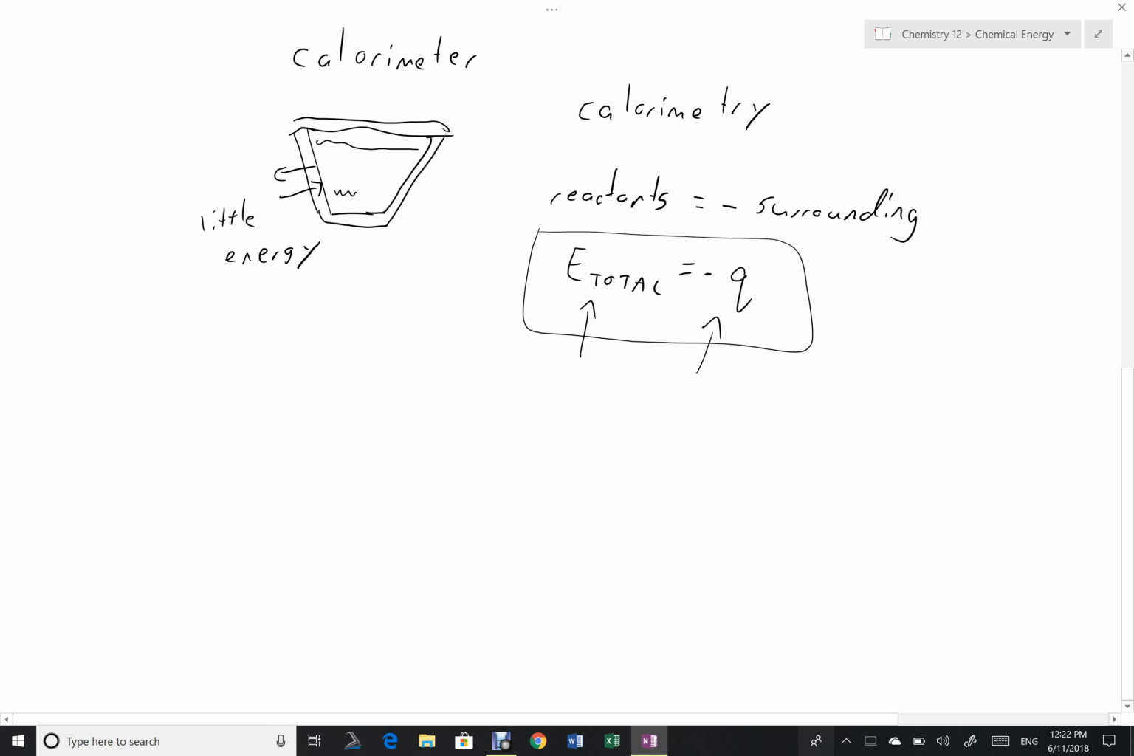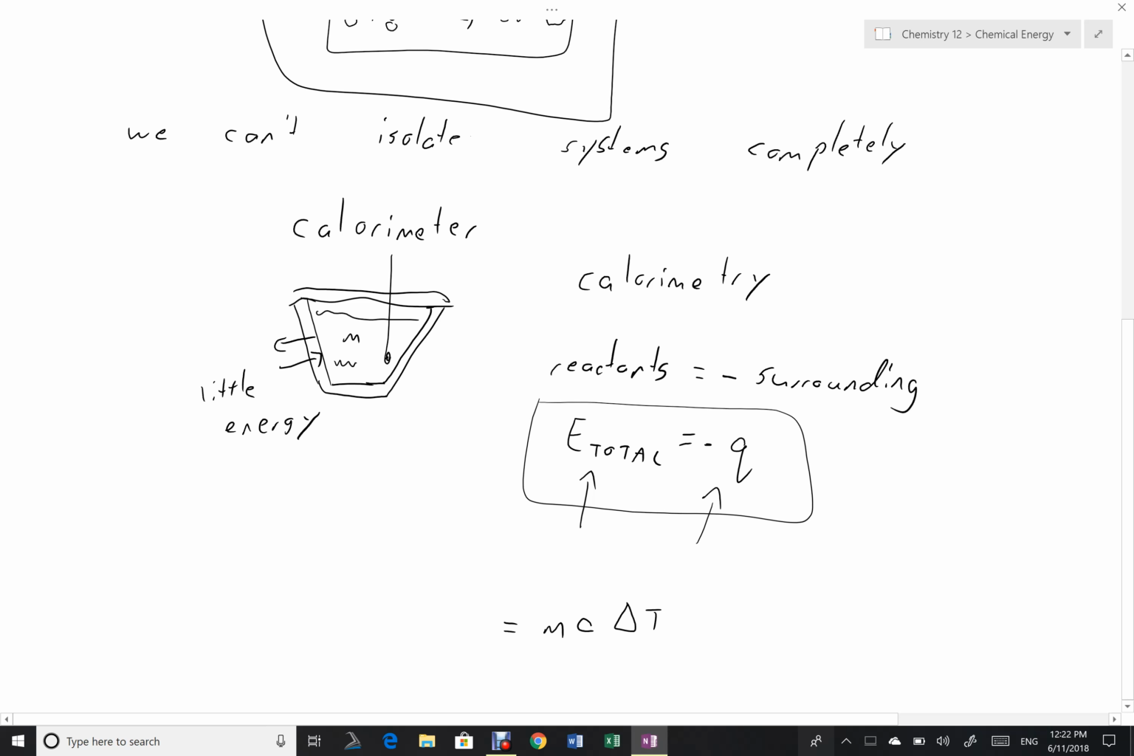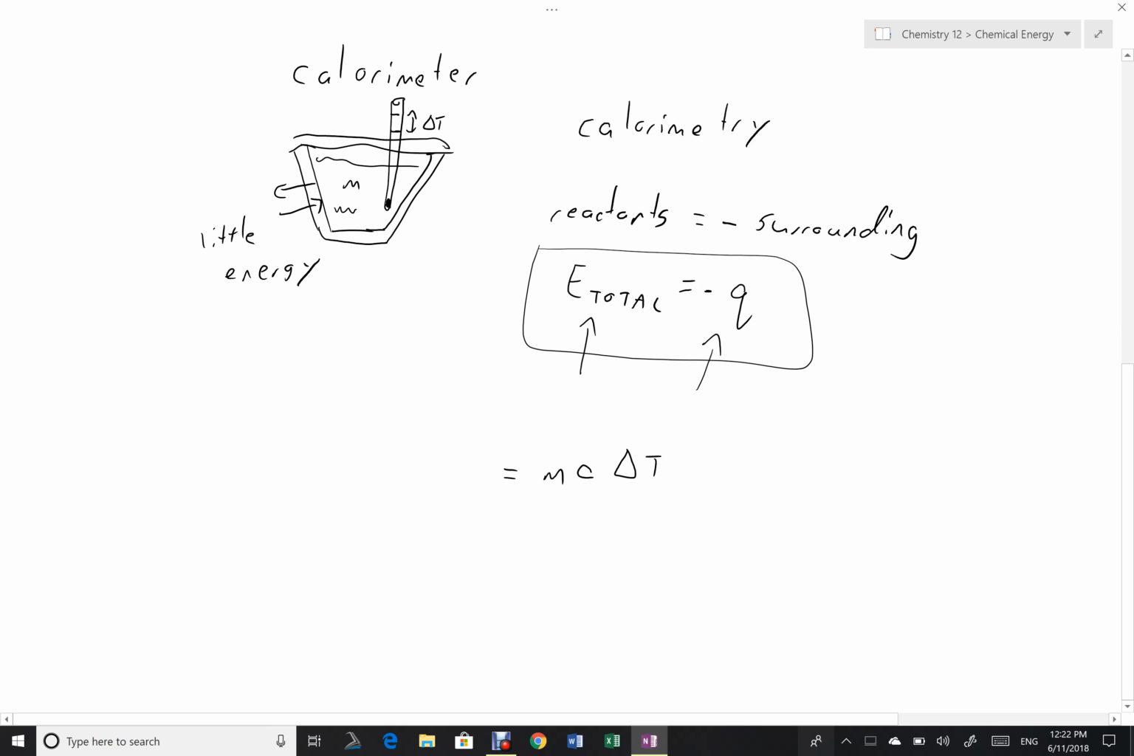So if I know the mass of my water and I know the specific heat capacity of my water, which is well known, and I can measure my temperature change, so I have to put a thermometer in here, so I can see the temperature go from here to here and get my delta T. Then I know my amount of reactants, n, but I don't know my delta H. If I know m, c, delta T, and n, I can measure my delta H from my reaction.